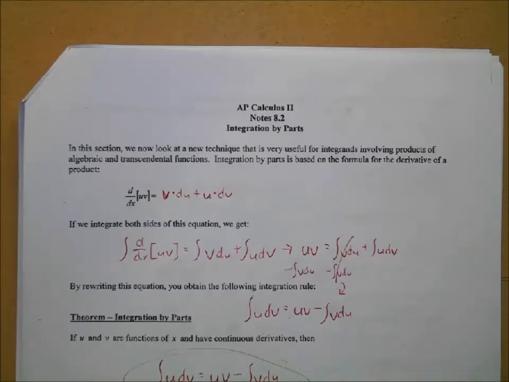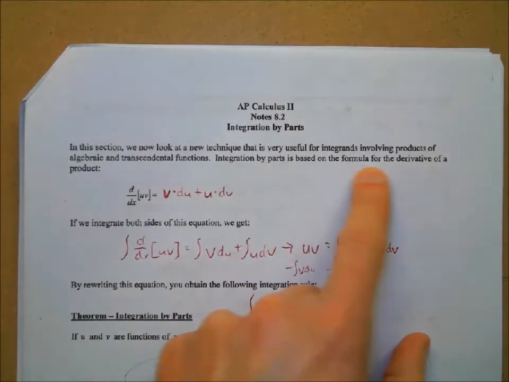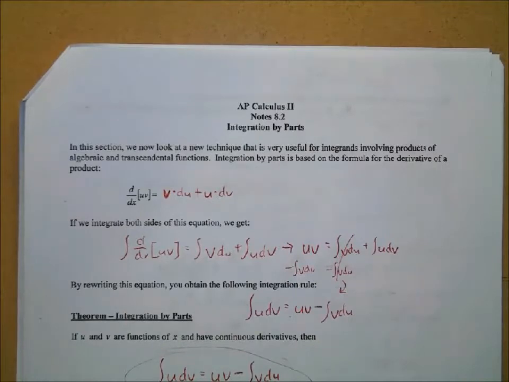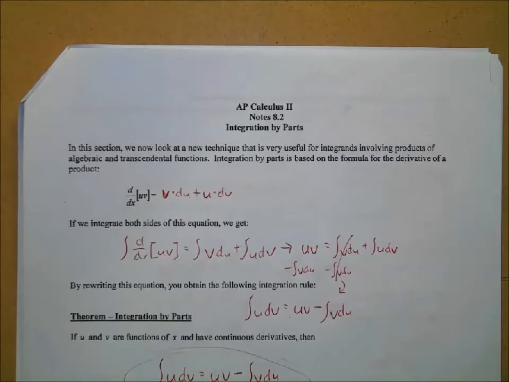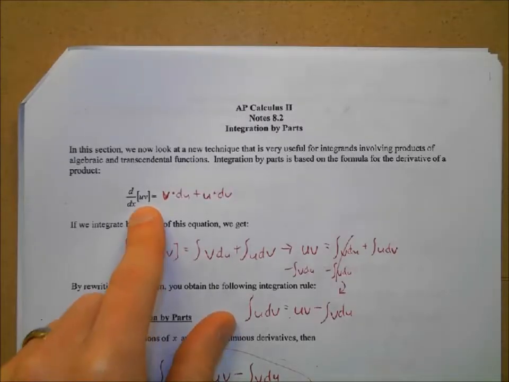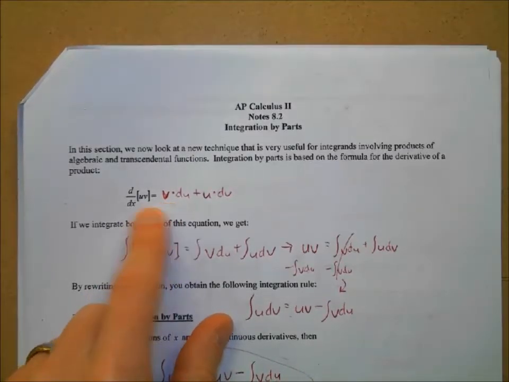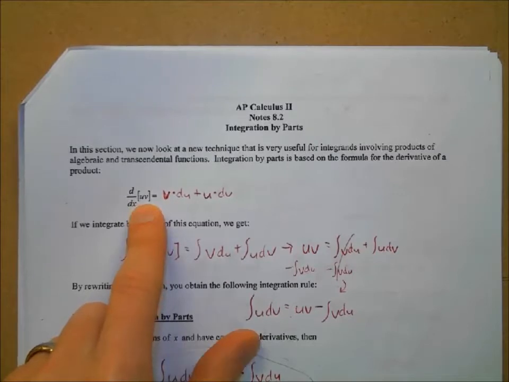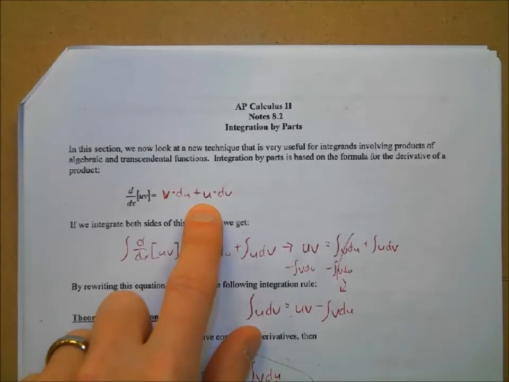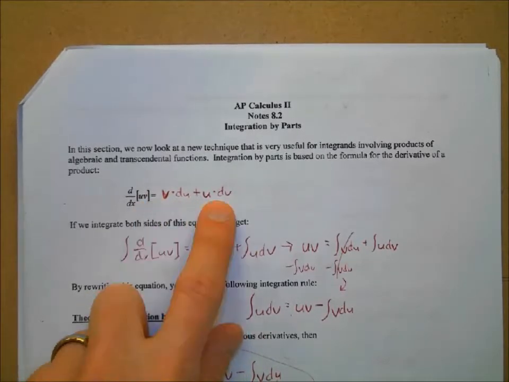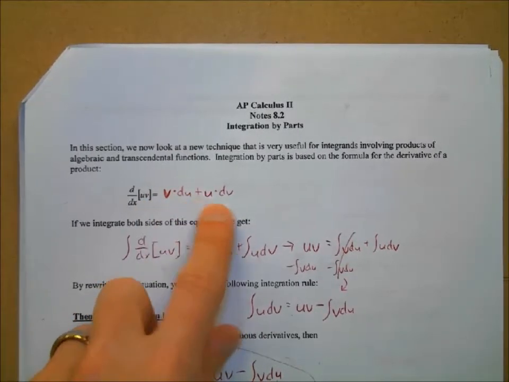So integration by parts is based on the formula for the derivative of a product, or in other words, the product rule, right? When we take the derivative of a product like u and v, we're treating u and v like functions of x, not just a variable u and a variable v. The derivative of this product would be the second, v, times the derivative of the first, du, plus the first, u, times the derivative of the second, dv. So we have v times du plus u times dv.